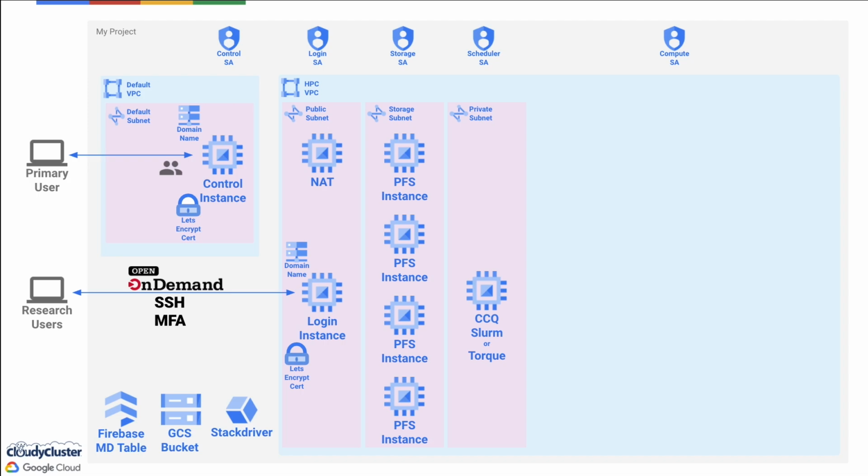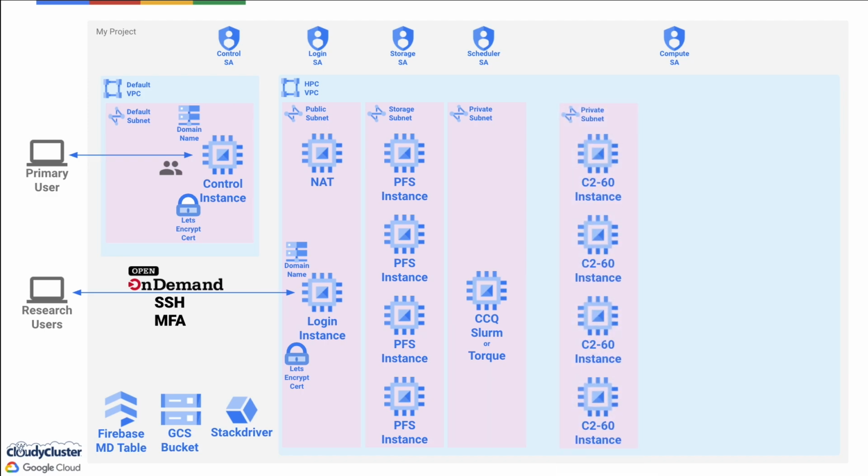When a researcher launches a job that needs, say, 60 vCPUs for an MPI job, they'll want to use the C2 instance type. When C2 instance types are launched, CCQ will launch the instances using placement policies, so the instances can reside close together, providing a low latency connection between them.